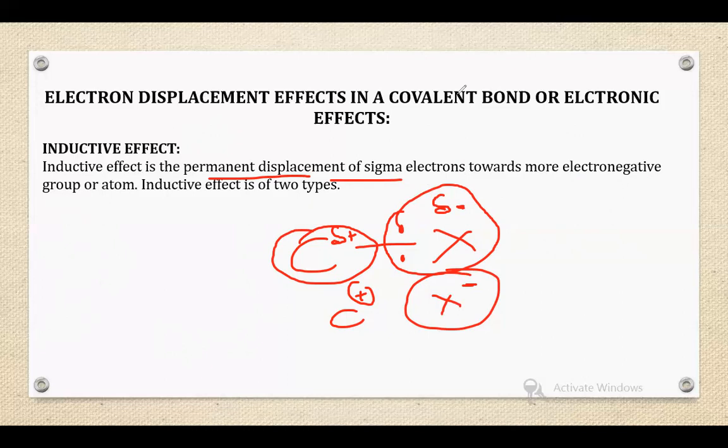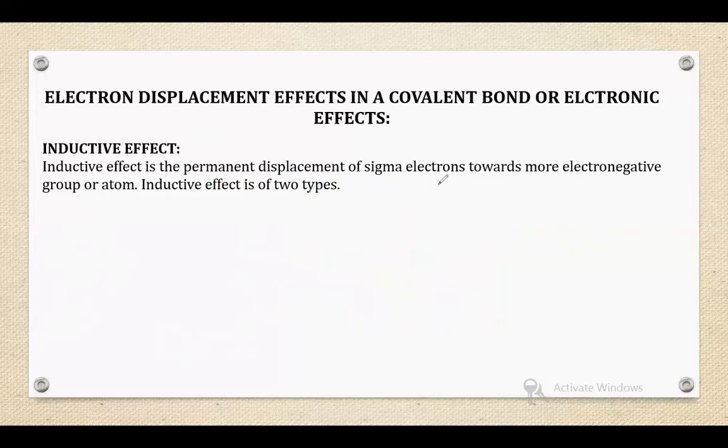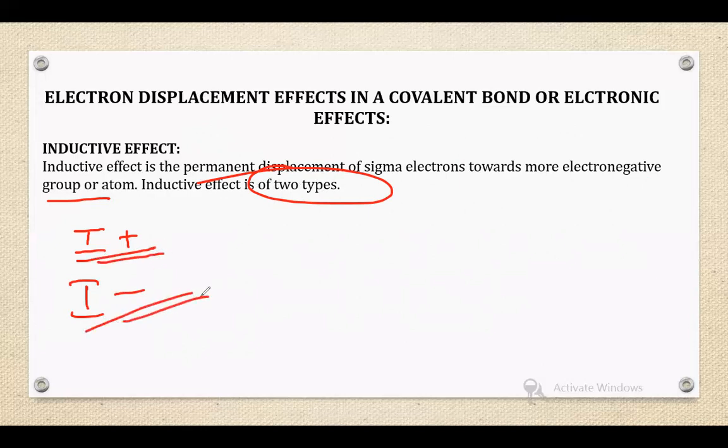Here the sigma electrons will be shifting. So you need to remember what the inductive effect is: a permanent displacement of sigma electrons towards a more electronegative group or atom. The inductive effect is majorly classified into two types: the positive inductive effect, plus I effect, and the negative inductive effect, minus I effect.